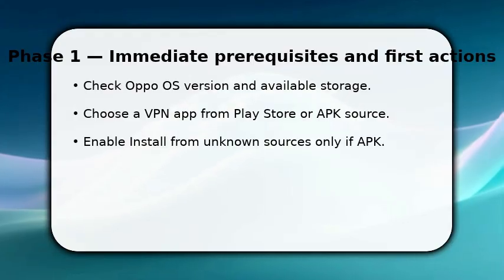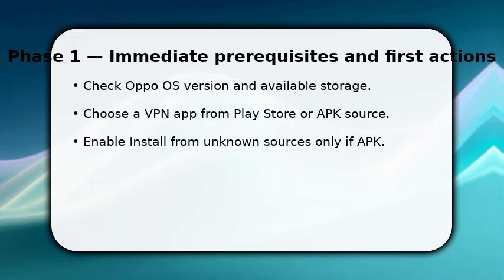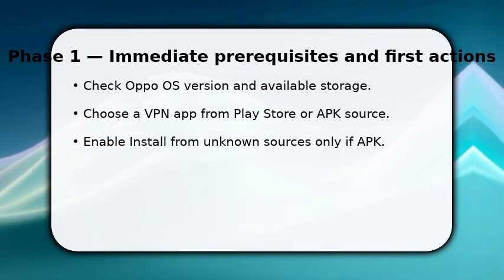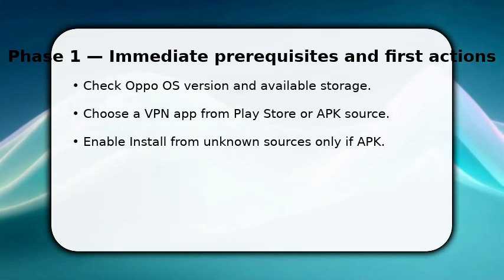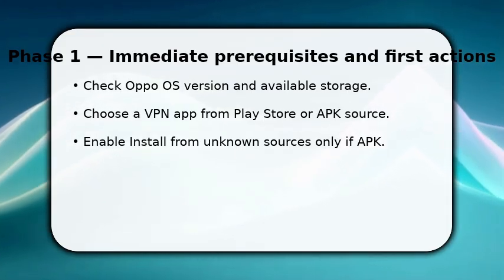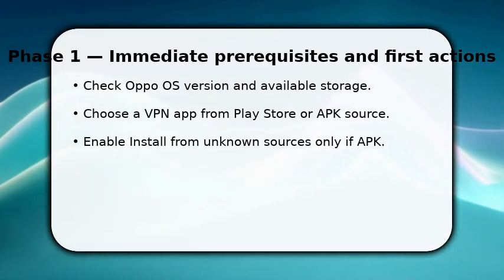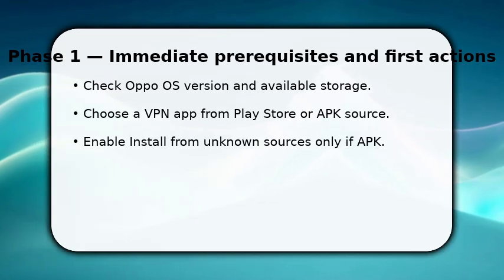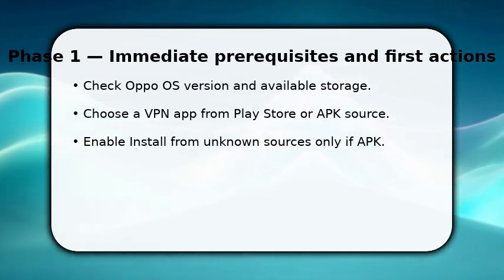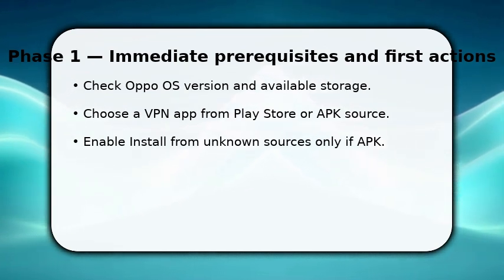You start by confirming your Oppo runs a recent ColorOS and has at least 200 MB free. This prevents install failures. Next, pick a reputable VPN app, paid service versus free, because privacy and speed differ. Once chosen, open Play Store or transfer the APK and tap Install. Make sure to grant basic permissions when prompted, but avoid unrestricted access. Finally, go to Settings and prepare to add a VPN profile so you can connect quickly after installation.